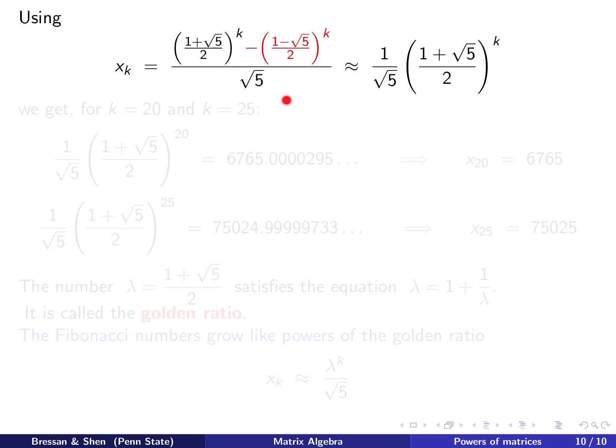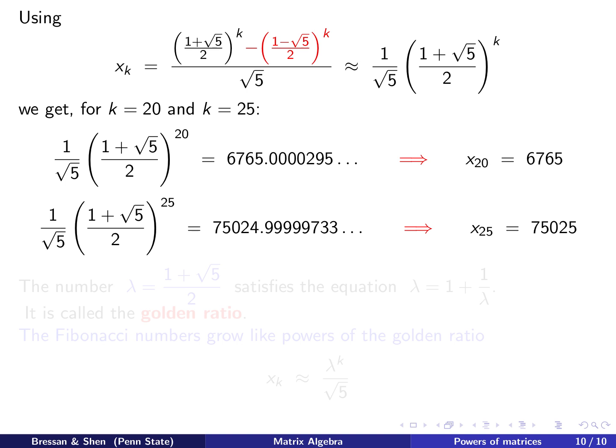So we repeat the formula we have. Now let's calculate for a couple of k numbers. Let's say when k is 20. If I compute this to the power of 20, what do I get? I will get 6765.000295. Then I can safely declare that x20 will be the integer closest to this real number, which is 6765.